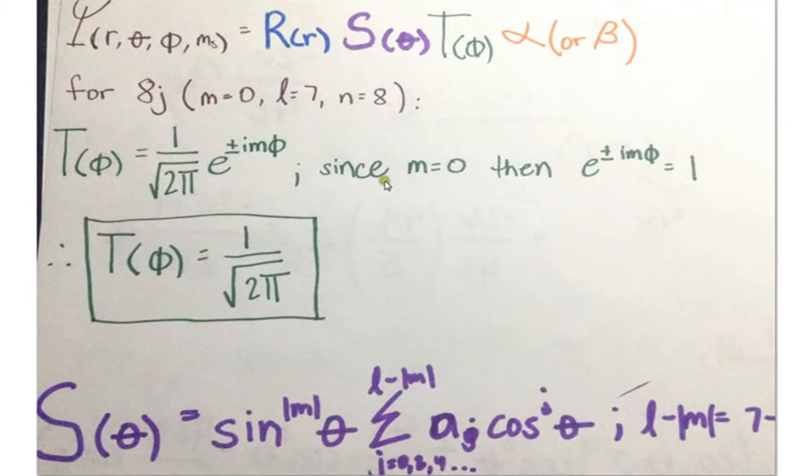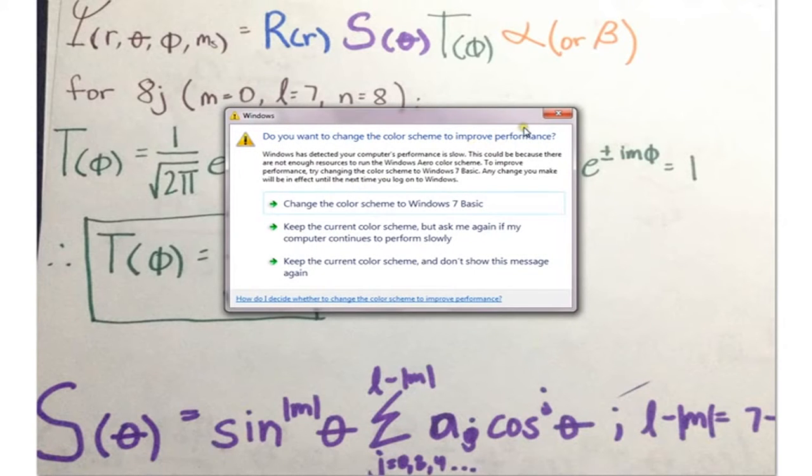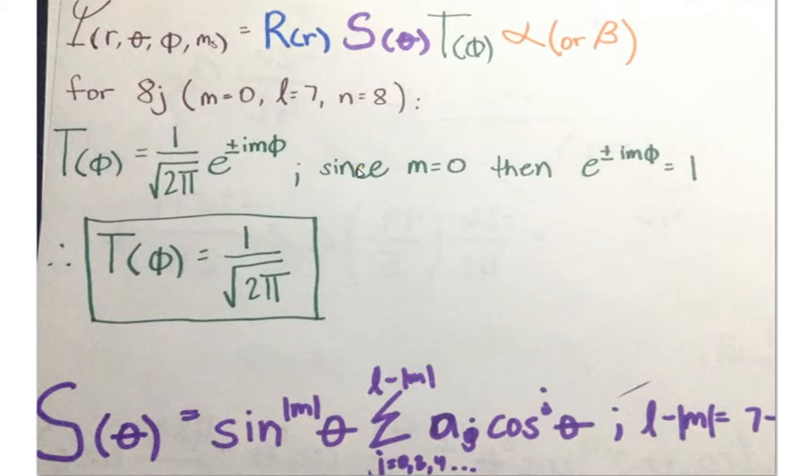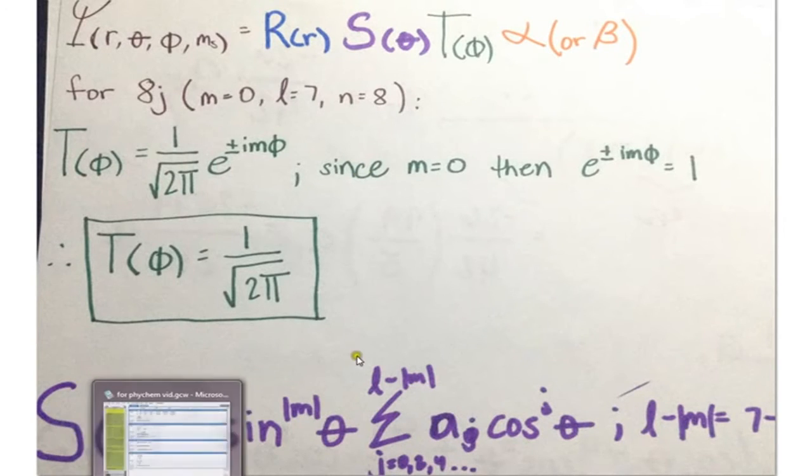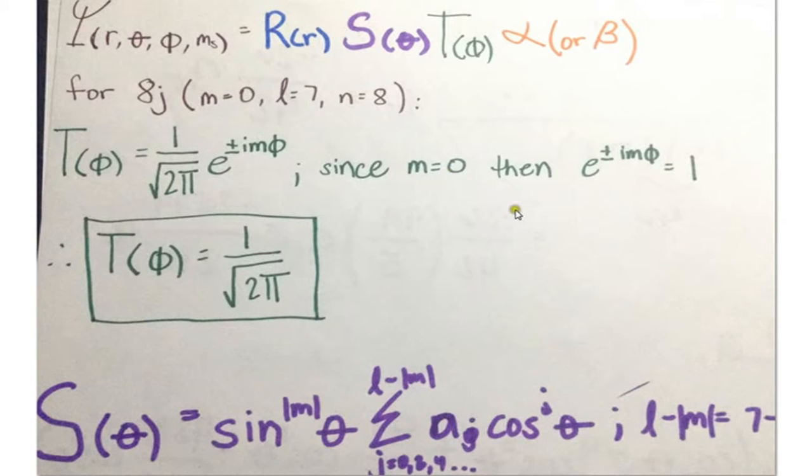In this part, we will not be having problems with m because our m is just equal to 0. So if m is equal to 0, then e raised to positive or negative i m phi is equal to 1, since any number raised to 0 is equal to 1. So we have now T is equal to 1 over square root of 2 pi.